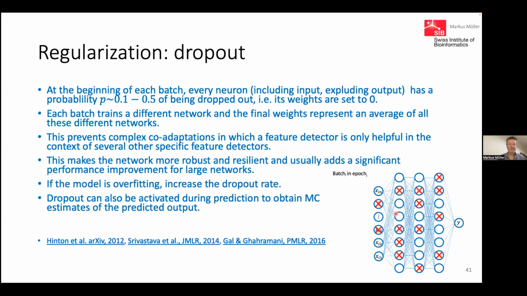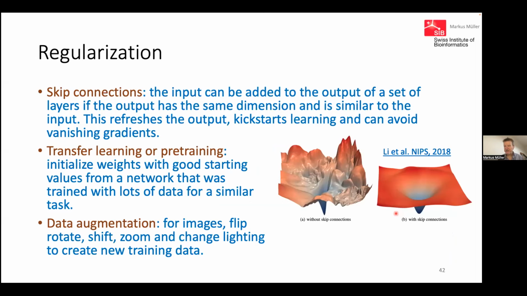Then the list of regularization techniques is not finished yet. But these are all very powerful regularization techniques. For example, skip connections, which are used in ResNet, this very deep network that also won the ImageNet competition. So it seems to be a powerful technique. What happens in very deep networks or in recurrent networks is that these networks start to forget, the deeper you go, what the actual input was. And that sometimes can be a problem. And what you can do is add the so-called skip connection.